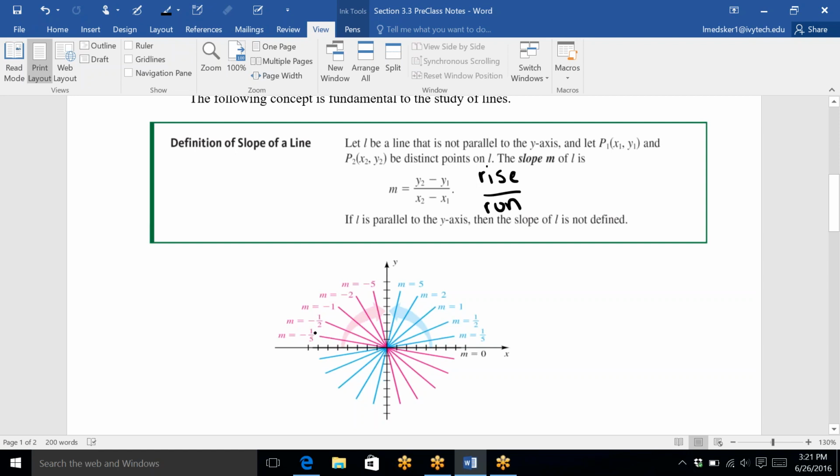So these are just pictures of negative slopes with the pink and positive slopes with the blue. Notice the negative ones are going downhill, positives are going uphill. And you can see the bigger the number, the steeper the slope. Fractional slopes that are small, like 1/5, are really not that steep. But 5/1 is very steep.